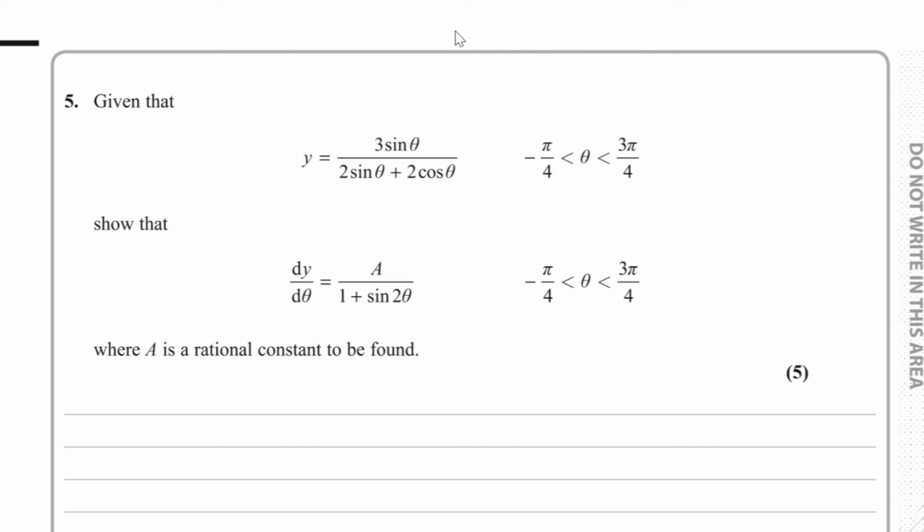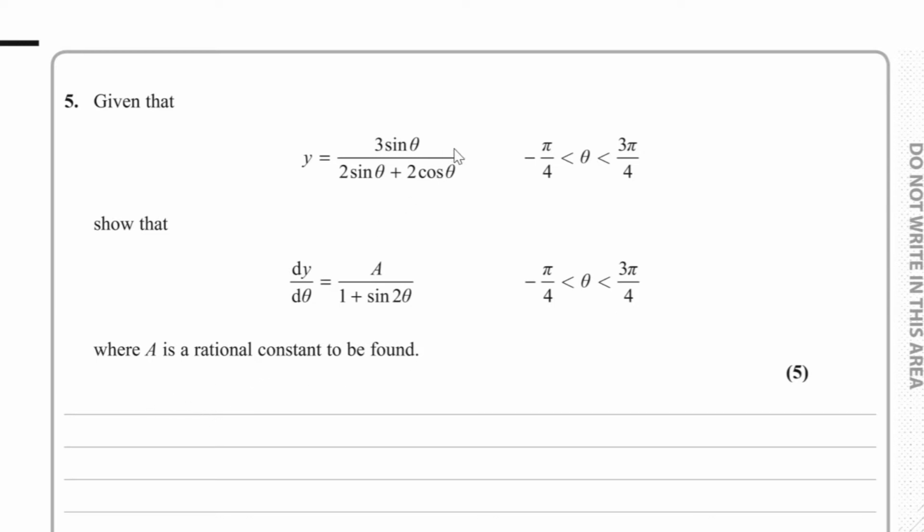Question number 5. Given that y is equal to 3 sine theta over 2 sine theta plus 2 cos theta, where theta is in between minus pi over 4 and 3 pi over 4, we have to show that dy over d theta is equal to a over 1 plus sine 2 theta, where again theta is in between minus pi over 4 and 3 pi over 4, and a is a rational constant to be found.